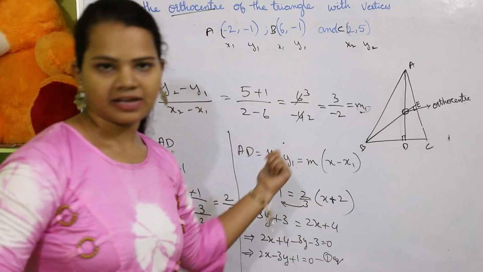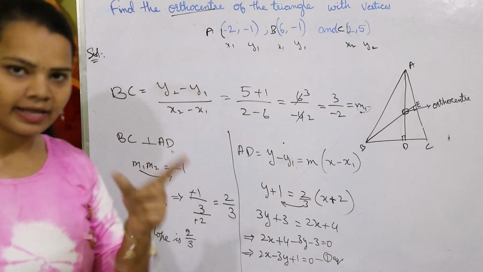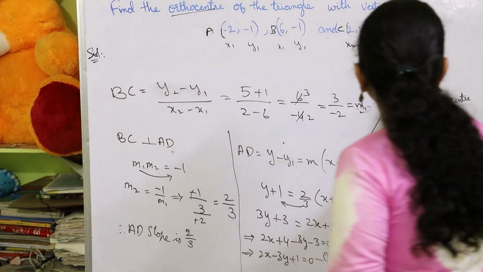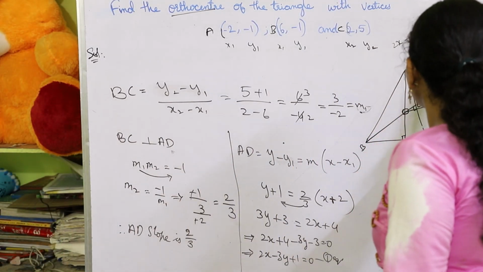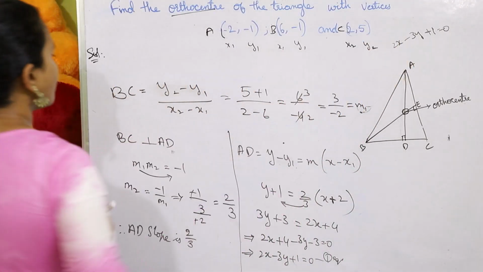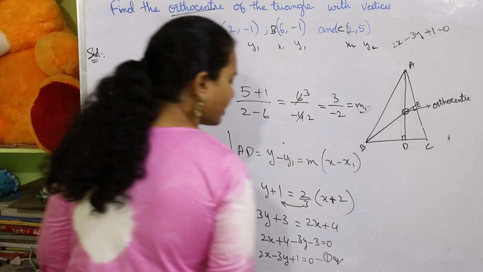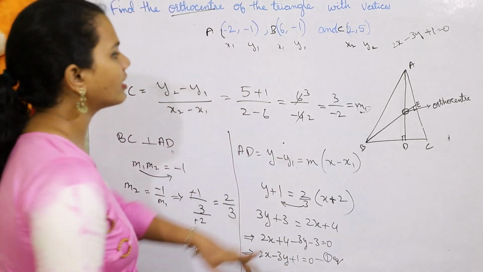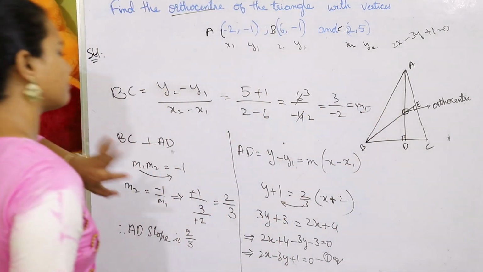Now we got the first equation. We got the equation for the line AD. Okay, let's keep this aside. 2x minus 3y plus 1 is equal to 0. So just keep this aside. Okay, just keep this equation aside. Now here, we got the equation for AD. Now find out the equation for BE as it is.